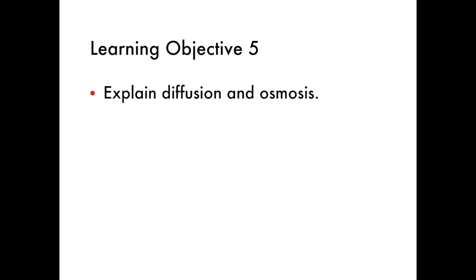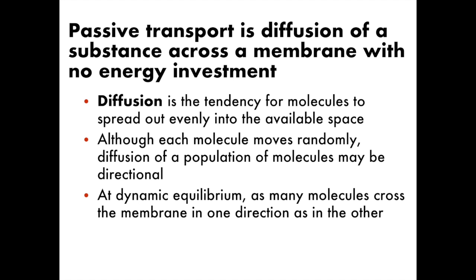All right, learning objective 5: explain diffusion and osmosis. So we've already been talking about diffusion. Let's make sure that we're totally clear on what that means. Passive transport is diffusion of a substance across a membrane with no energy investment. Diffusion, as you can see here, is the tendency for molecules to spread out evenly into an available space.